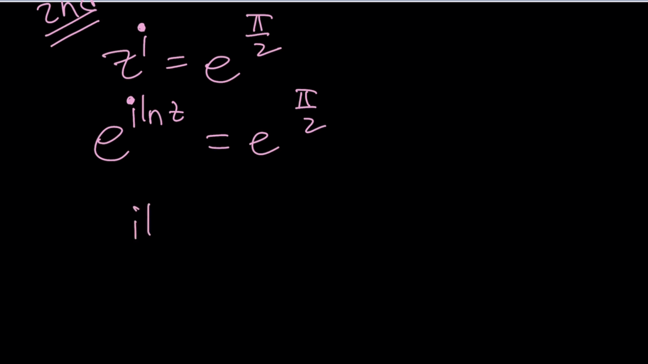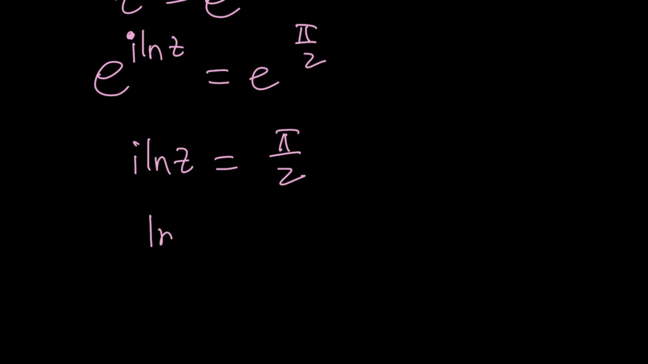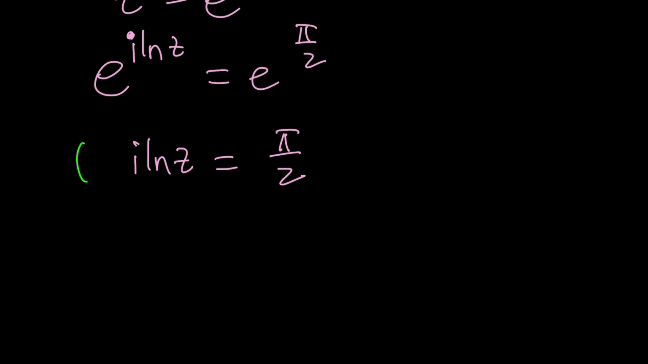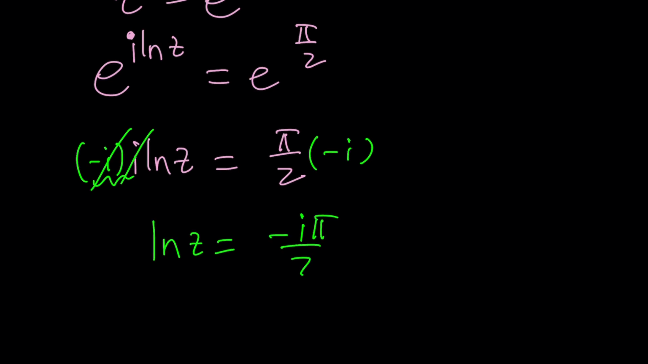i ln z is equal to pi over 2. So ln z is just going to be pi over 2i. What I did was basically divide both sides by i. Now I'm going to go ahead and multiply. Actually, that doesn't really fit the method that I normally use. I'll multiply by negative i. That's better. You'll see in a little bit why. And these two cancel out because negative i squared is 1. ln z is negative i pi over 2. Does that look familiar? I hope it does.